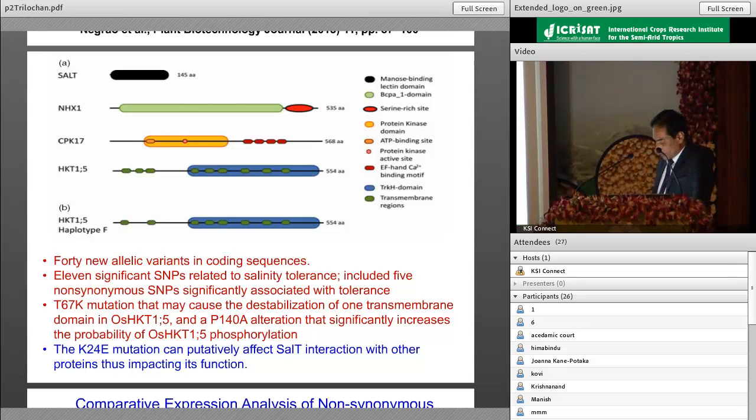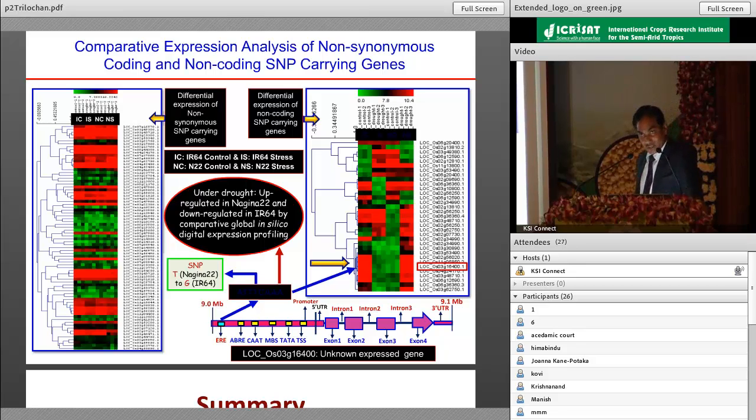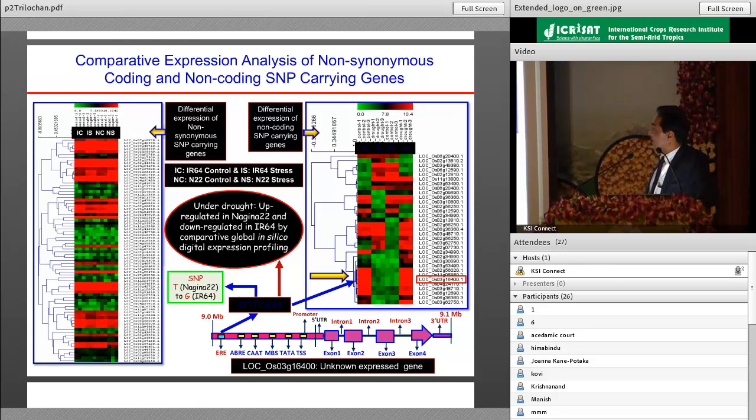In fact, we did some analysis with regard to abiotic stress-responsive genes. If you take this unknown expressed gene and analyze its regulatory region, one finds, for instance, an ethylene response element in this particular case. This is particularly drought tolerance, not salt tolerance. I am showing this for the sake of example. In this ERE element there is a single nucleotide polymorphism. Nagina 22 is drought tolerant. IR64 is an irrigated ecosystem variety, drought susceptible, and there is a T to G difference between these two.